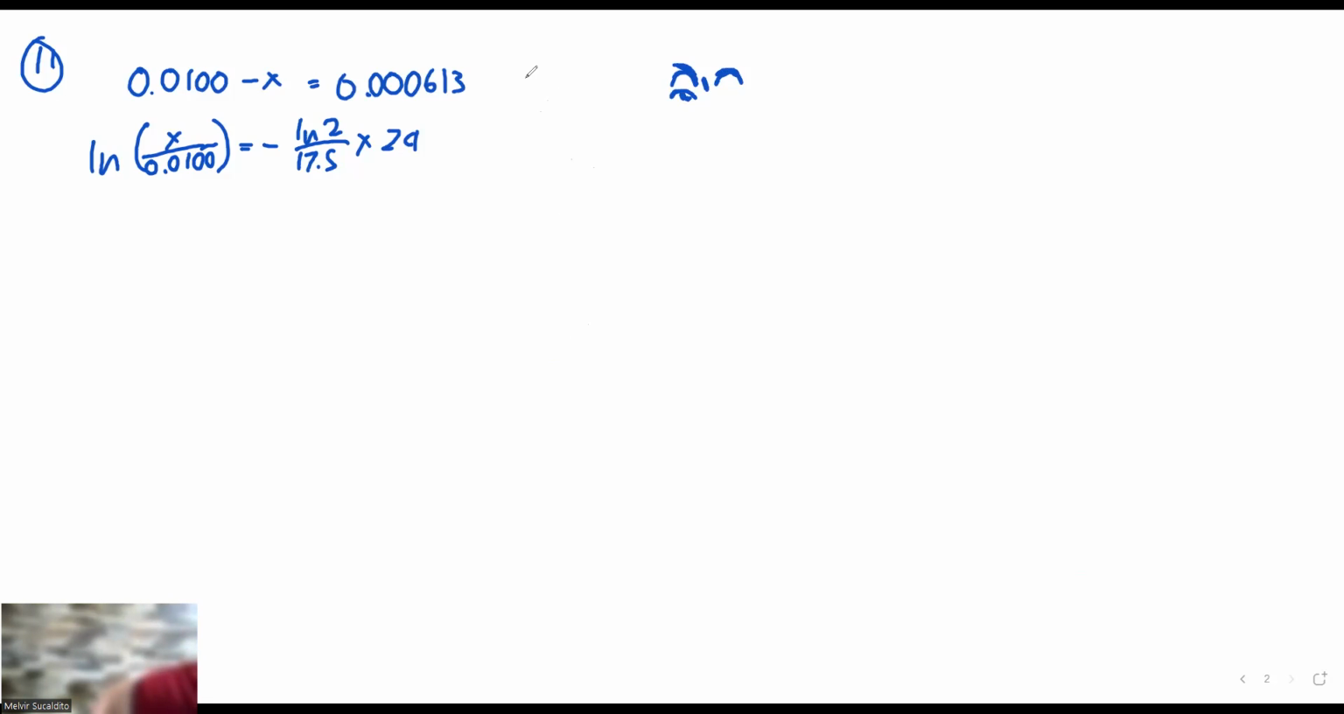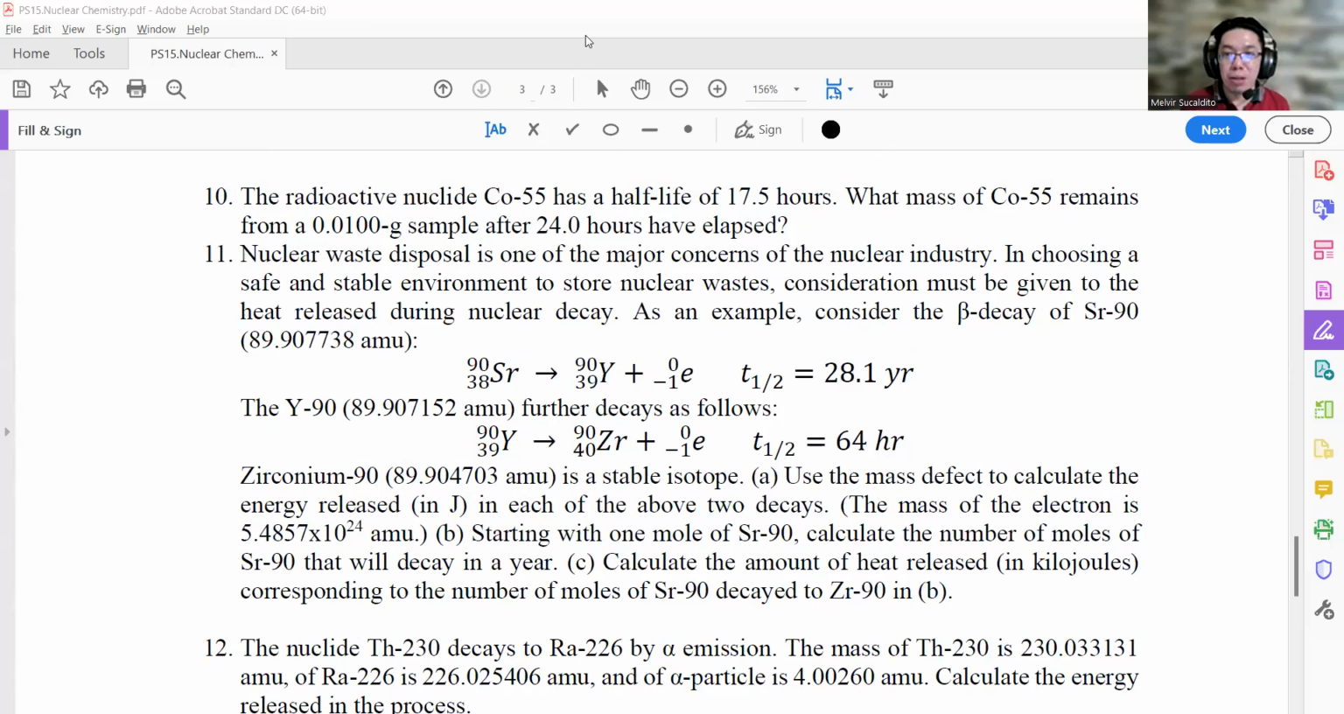Charge ko lang ito. Ayan. Same na tayo ng sagot. So that is the answer, 3865 grams. Okay. Then let's proceed now with number 11. Medyo mahaba-haba tong 11, no?